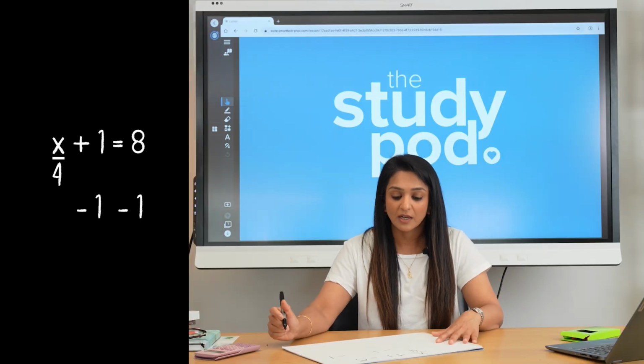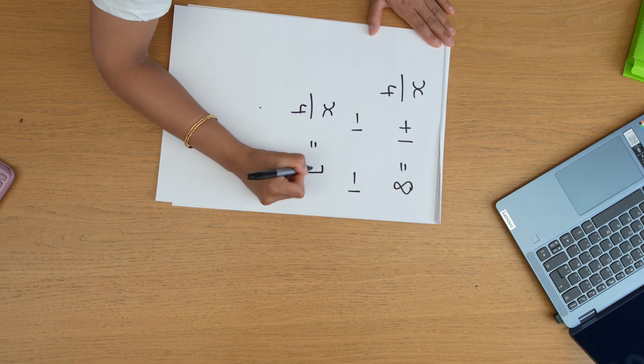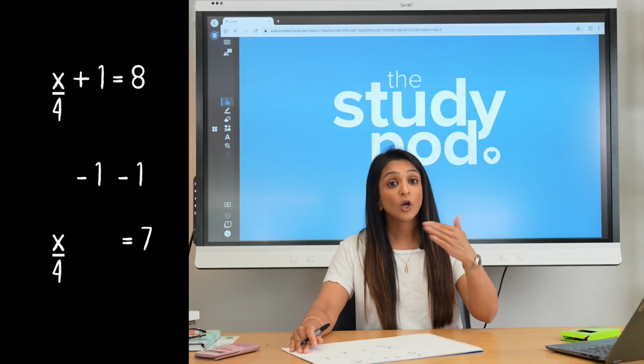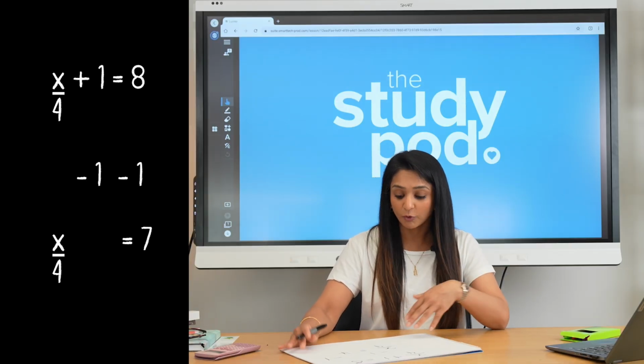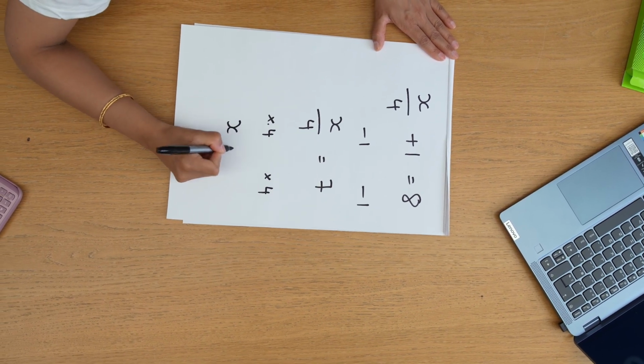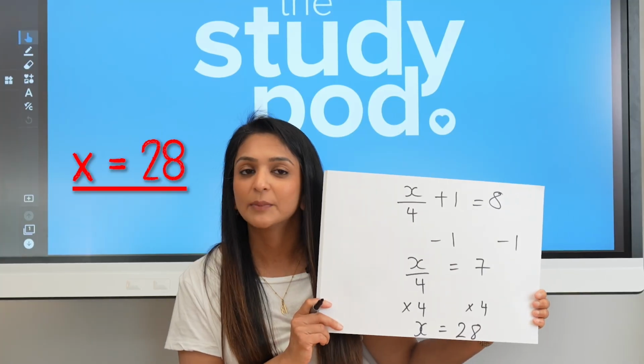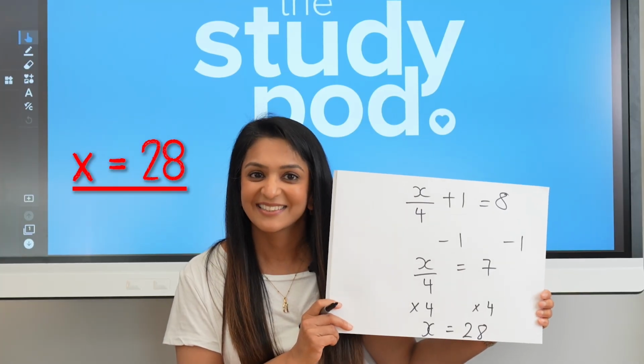So if we work backwards now, again using your inverses, first thing we're going to do is take away a 1 from both sides. What are we left with? x/4 = 7. And then the opposite of dividing by 4, we all know, is timesing by 4. So what do we get left with? x = 28. So your missing number in your equation was 28.